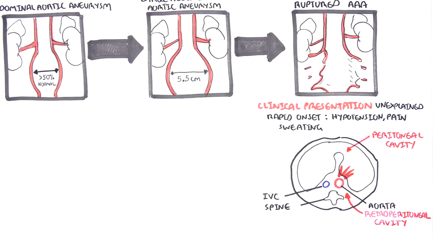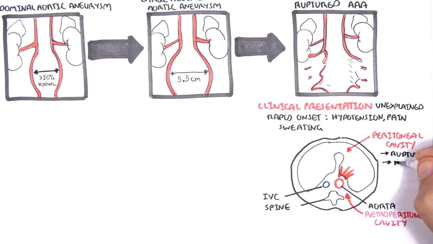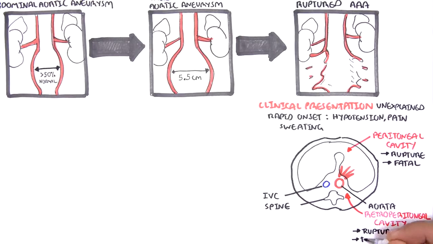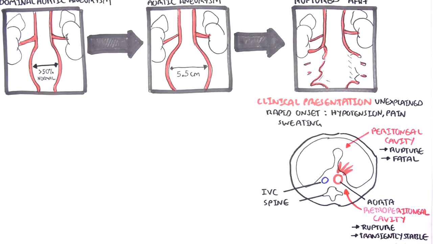If the AAA ruptures anteriorly into the peritoneal cavity, this is quite fatal. Rupturing posteriorly, however, into the retroperitoneal cavity, the patient can be transiently stable but will rapidly decline without surgery.